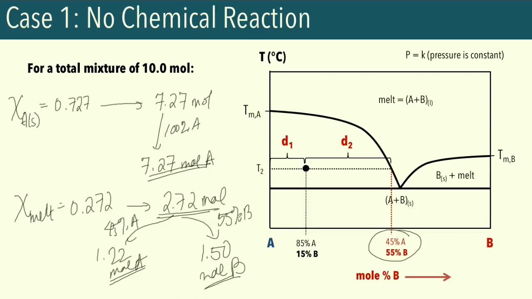So always recall again the original composition of our mixture. For 10 moles of solution at 85% A and 15% B, this tells us we have 8.5 moles of A and 1.5 moles of B. Consistent with this, all of the B is in the melt.